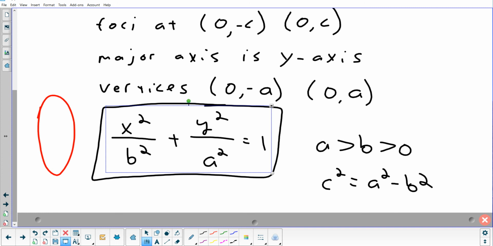I don't even really think about all this when I graph it. I just remember what I wrote off to the side. A is center to vertex, C is center to focus. That's all you need to know. If you try memorizing all these coordinates, I think you're doing more work than you really need to. You do need to know this: C squared equals A squared minus B squared.